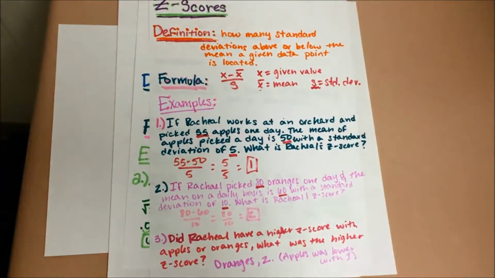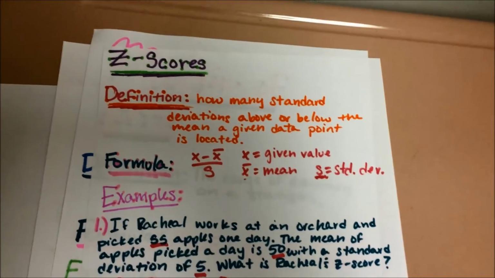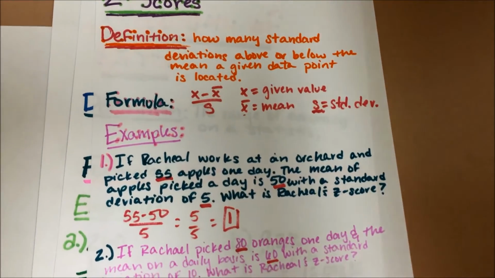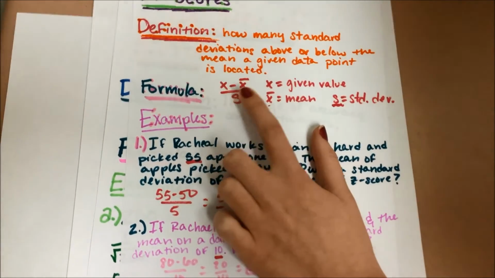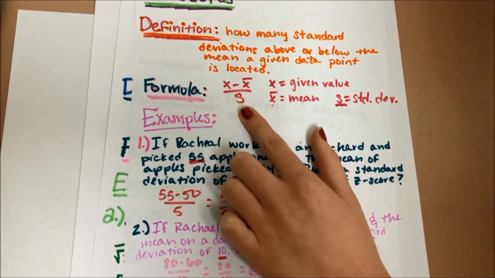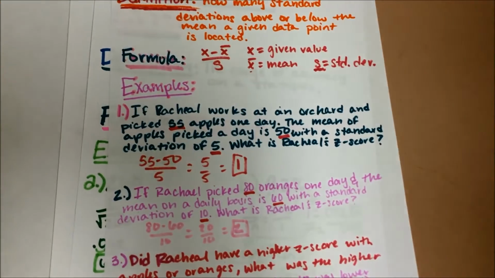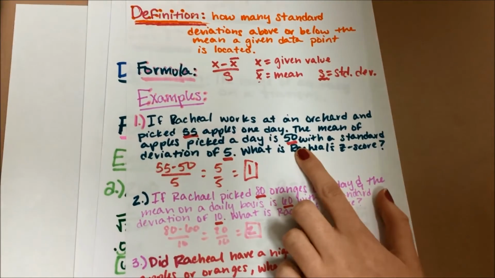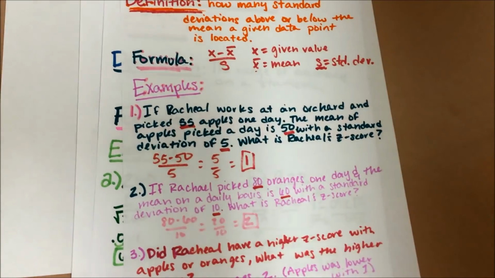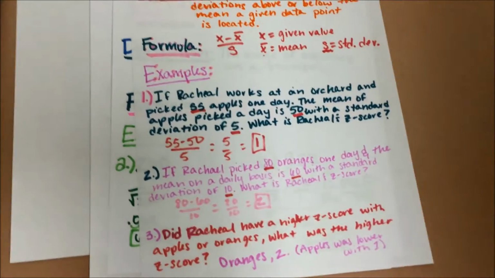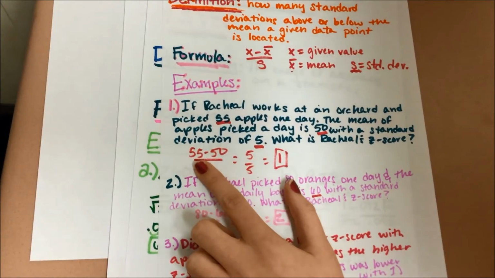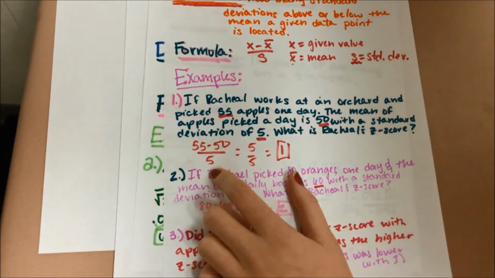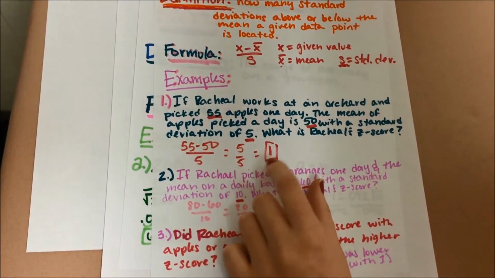Z-scores. Definition: how many standard deviations above or below the mean is a given data point located? The formula is the given value minus the mean, over the standard deviation. Examples. 1. If Rachel works at an orchard and picked 55 apples one day, the mean of apples picked a day is 50 with a standard deviation of 5. What is Rachel's z-score? So you'll plug these numbers into your formula. 55 is your given, minus your mean, 50, divided by your standard deviation, 5, which simplifies to 5 over 5, which simplifies to 1.